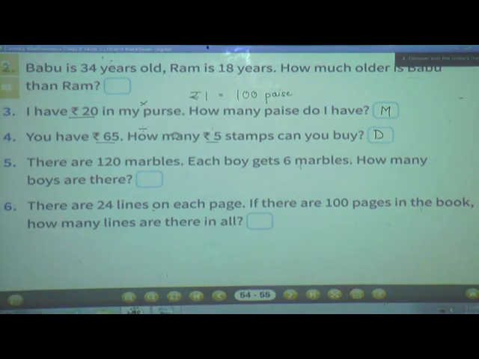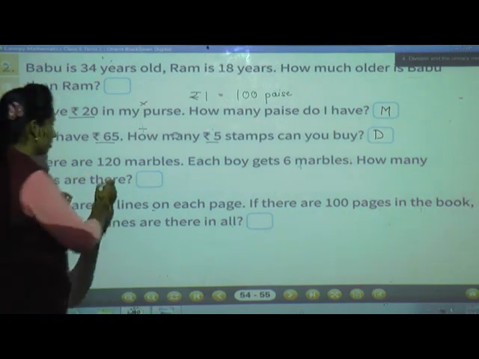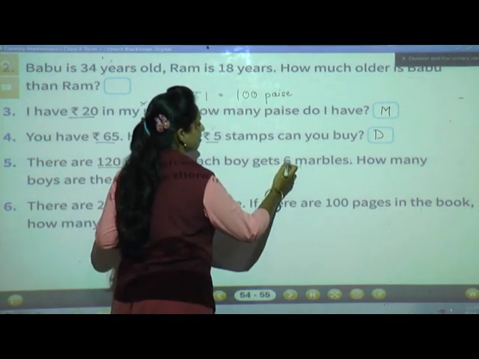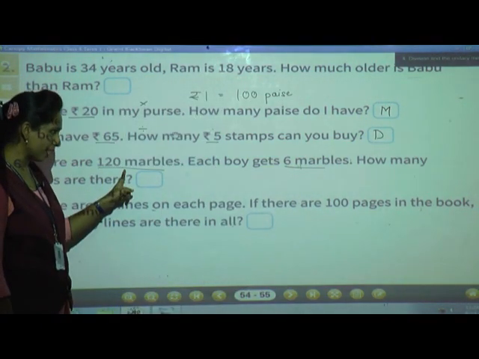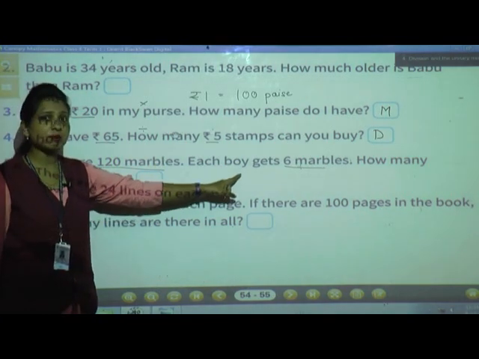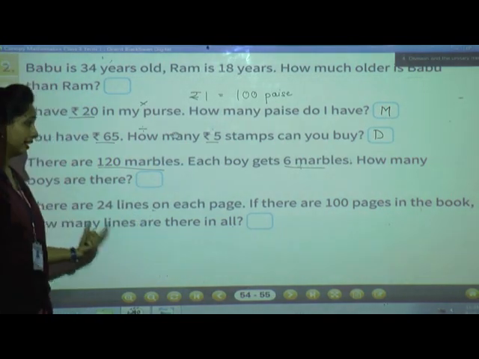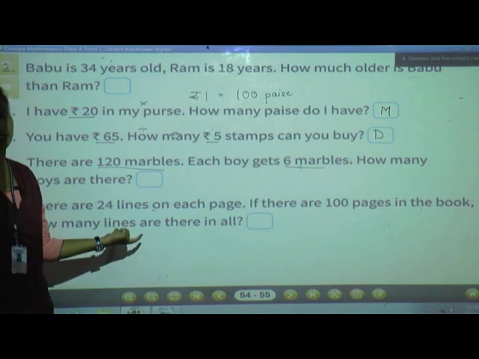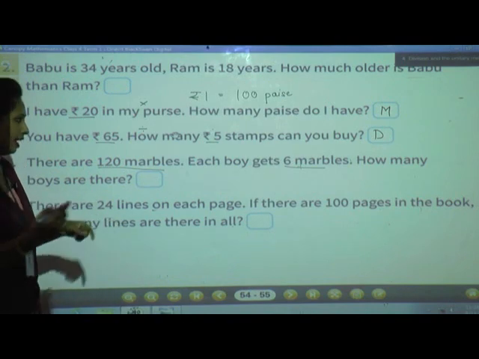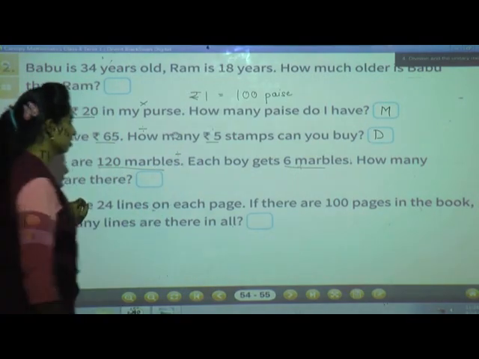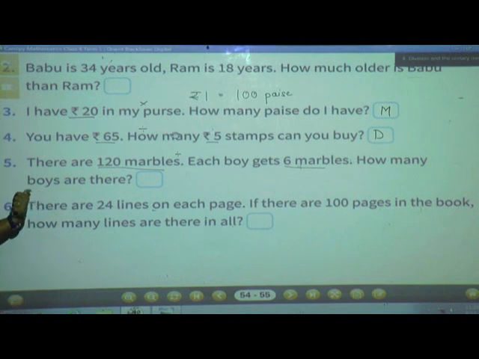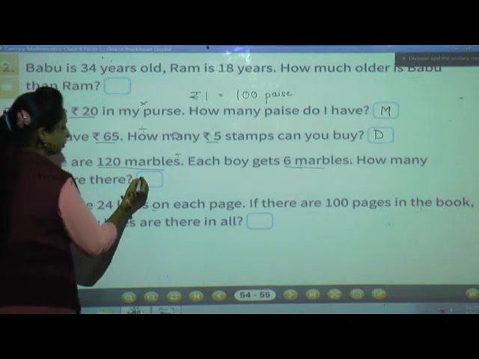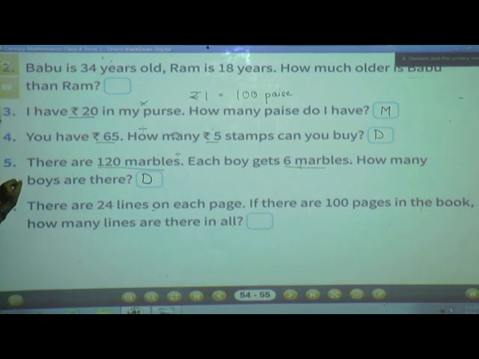What is the fifth one? See, there are 120 marbles. Okay, each boy gets 6 marbles. How many boys are there? See, the number of marbles, and each boy gets 6 marbles. Then if you want to find out how many boys are there, what you will do? You will divide, isn't it? Because when we divide 120 by 6, we will get the number of boys. So what you have to do here? Division. Are you getting? Now the last sum.